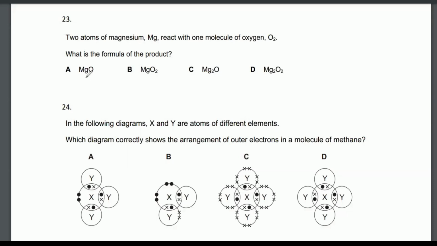2 atoms of magnesium react with 1 molecule of oxygen. What's the correct formula? Well, MgO. Magnesium's 2 plus, oxygen's 2 minus. The correct formula of magnesium oxide is MgO.